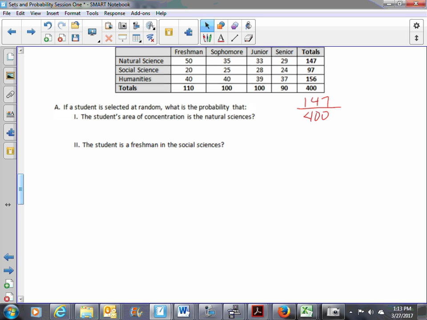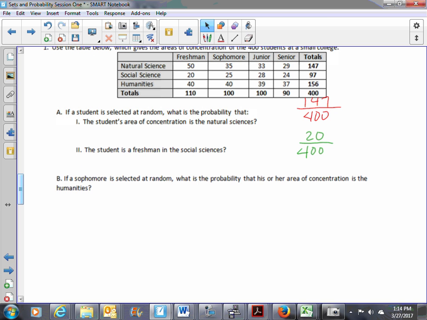If the student is selected at random, what is the probability the student is a freshman in the social sciences? A freshman in the social sciences, there are 20 of those. Again, we're selecting a student at random, so the bottom is 400. 20 over 400, or 1/20th.